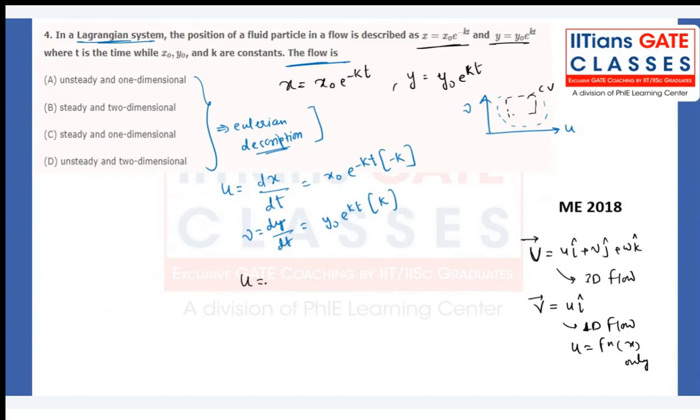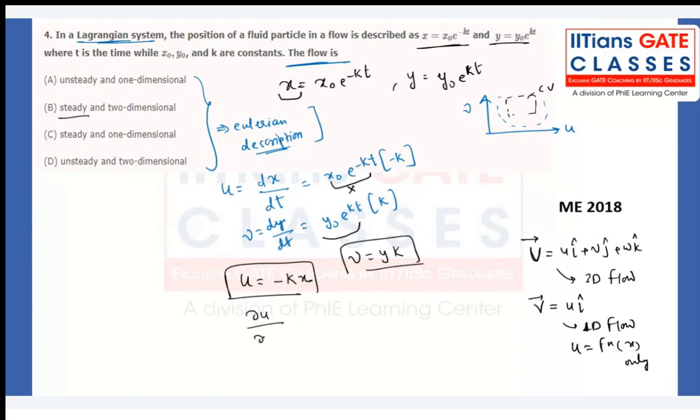Now, the next question will be here. Here, my dear friend, u can also be written as this. I can write it as x, so this I can write further as minus kx, and v can be written as y into k. Whenever you want to see steady or unsteady, you have to fix the position. When you fix the position, my dear friend, what about dou u by dou t for a fixed position? For a fixed position, dou u by dou t will be zero.